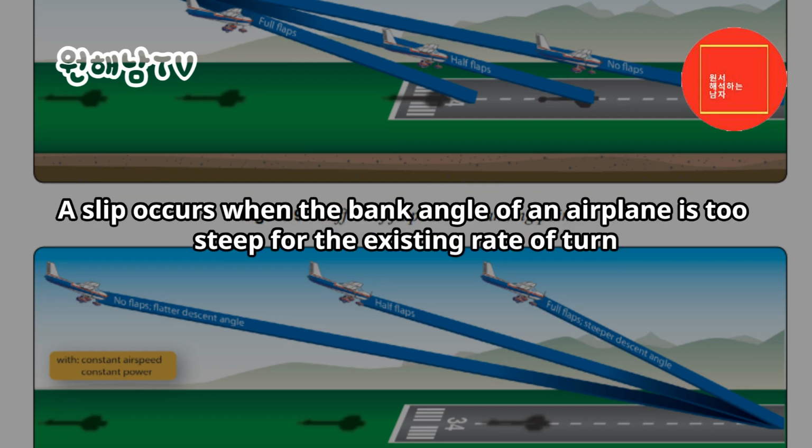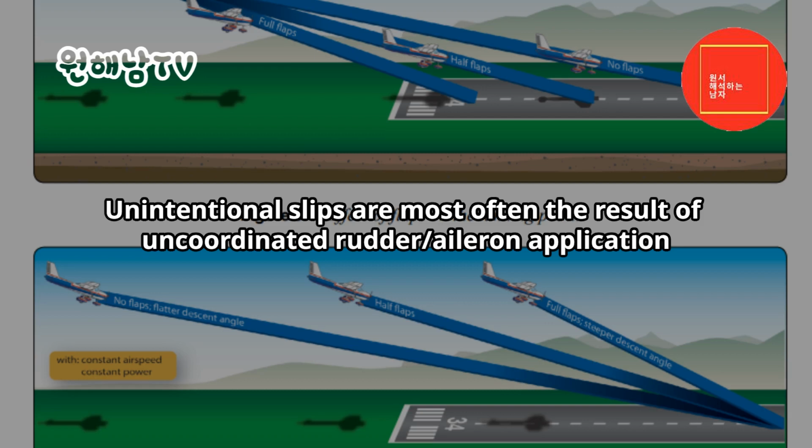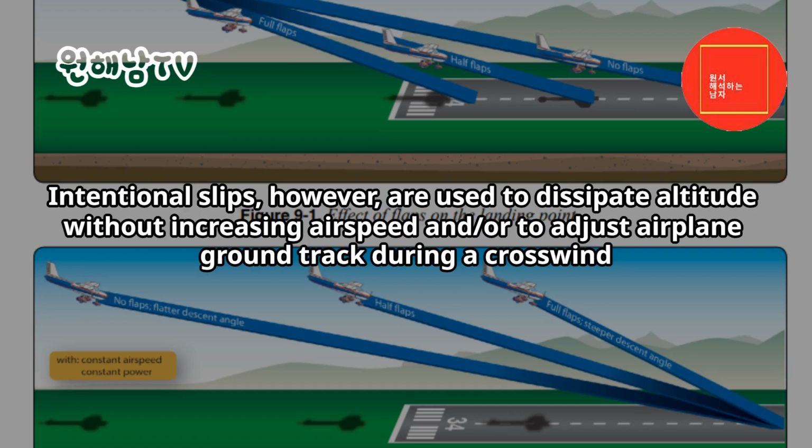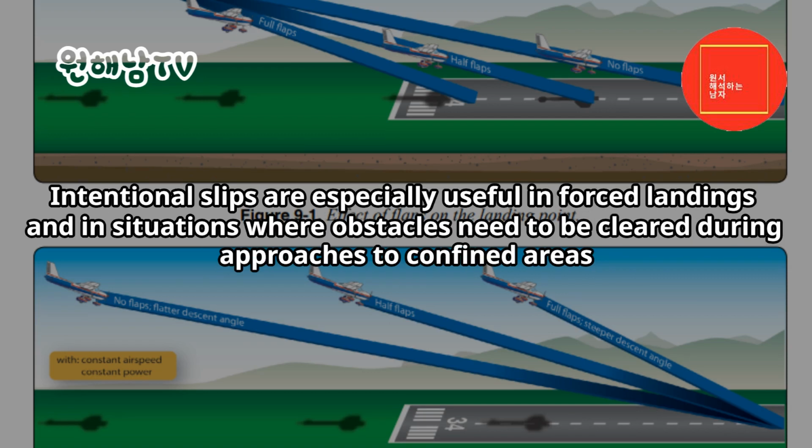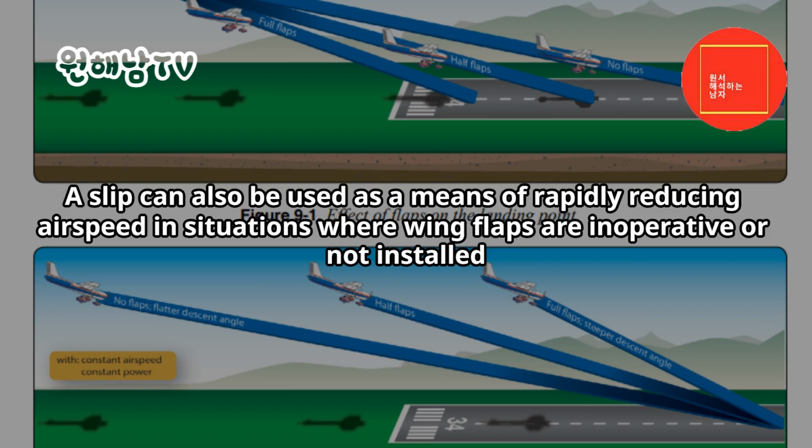Intentional slips. A slip occurs when the bank angle of an airplane is too steep for the existing rate of turn. Unintentional slips are most often the result of uncoordinated rudder aileron application. Intentional slips, however, are used to dissipate altitude without increasing airspeed and/or to adjust airplane ground track during a crosswind. Intentional slips are especially useful in forced landings and in situations where obstacles need to be cleared during approaches to confined areas. A slip can also be used as a means of rapidly reducing airspeed in situations where wing flaps are inoperative or not installed.